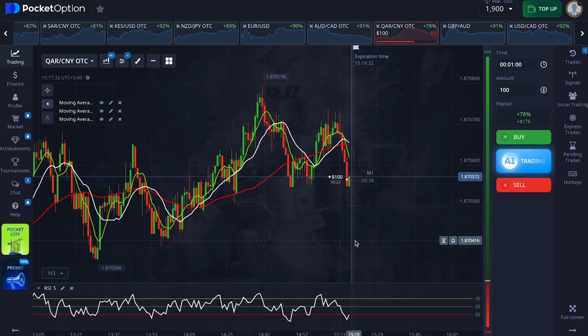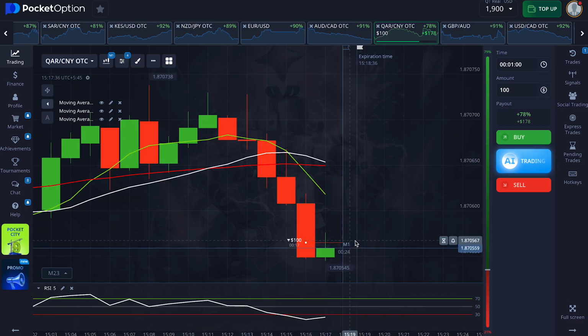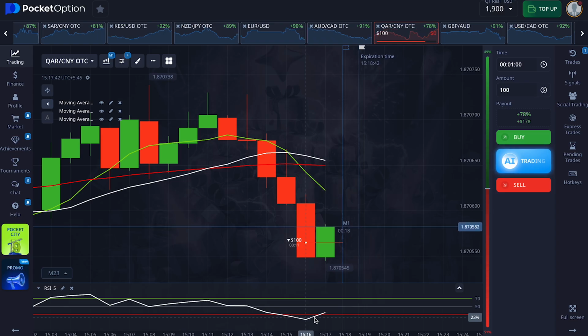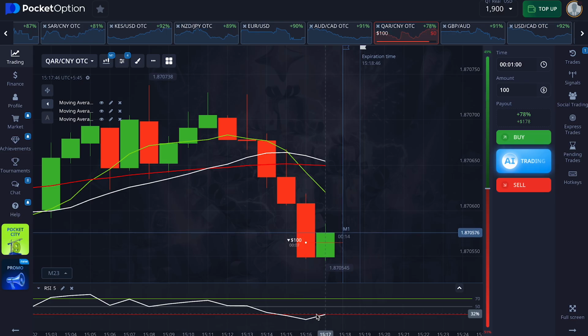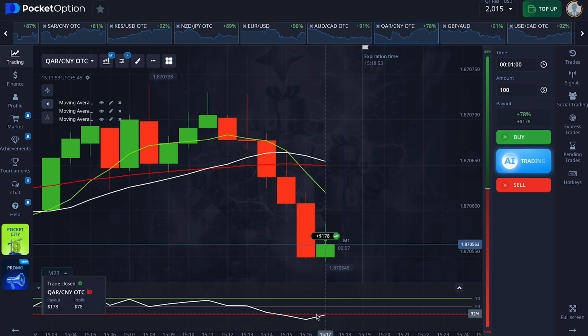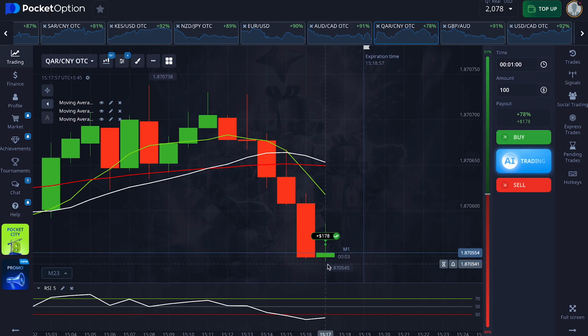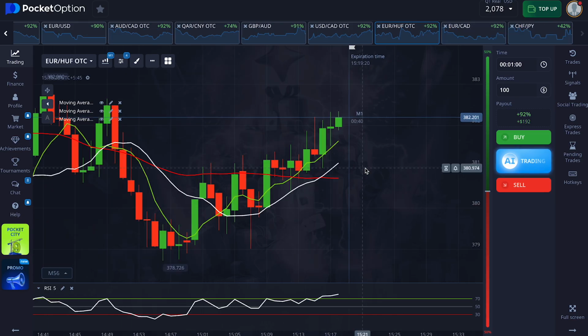If the RSI was above the red line, then I won't trade here. I would have skipped, but fortunately it was below the red line, that's why I have traded here. And there is a bit of fluctuation, the green candle is formed, that's why the RSI is a bit up, but there is no problem. I'm sure that it will go down, but there is no time left. Okay, we made a profit here. I wasn't expecting that, but we made a profit.